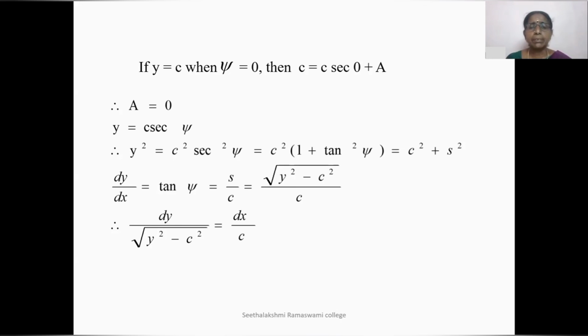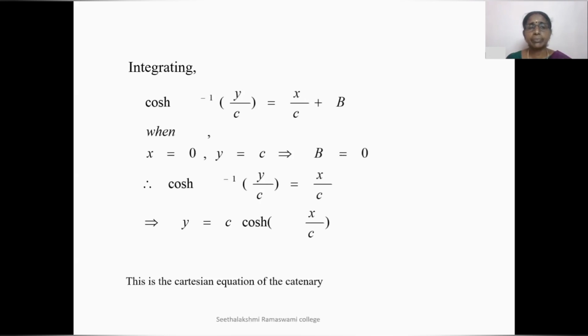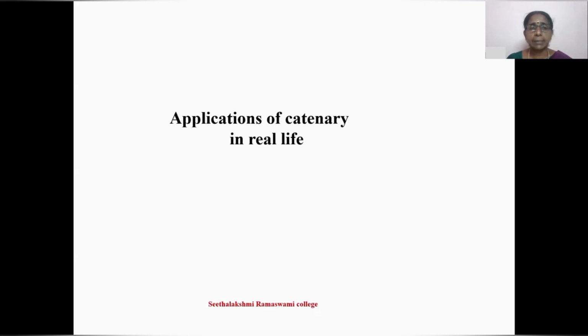By variable separable, we separate the variables as dy by root of y squared minus C squared equals dx by C. Integrating, we get cosh inverse of y by C equals x by C plus b. When x equals 0, y equals C, so b equals 0. Therefore, cosh inverse of y by C equals x by C. Now, y equals C into cosh of x by C. This is the Cartesian equation of the catenary.